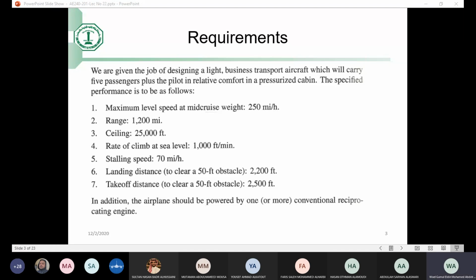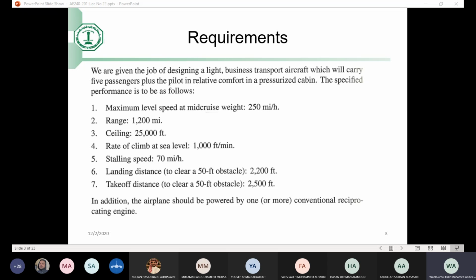Why will the stalling speed go down? Why do you think it will go down with a lighter aircraft? Yes, because W over S will go down. Stalling speed has W over S. The weight reduced, so the stalling speed will go down.